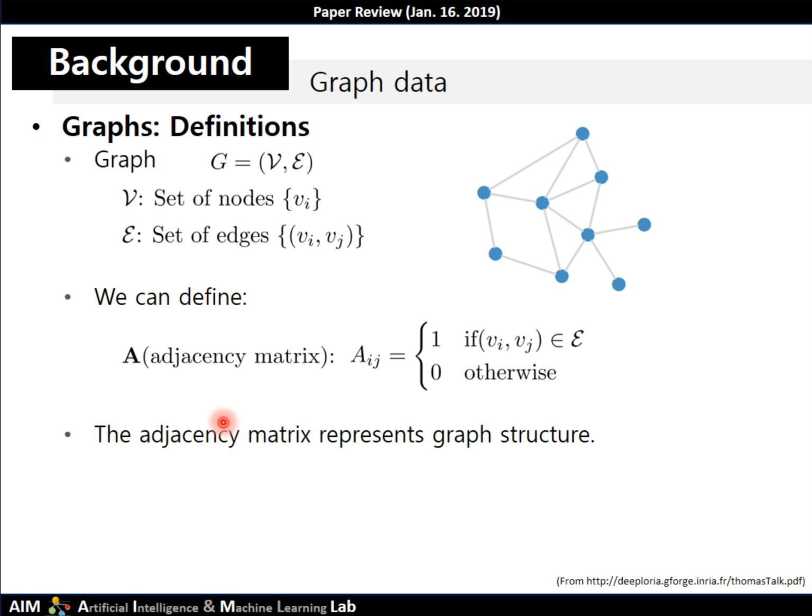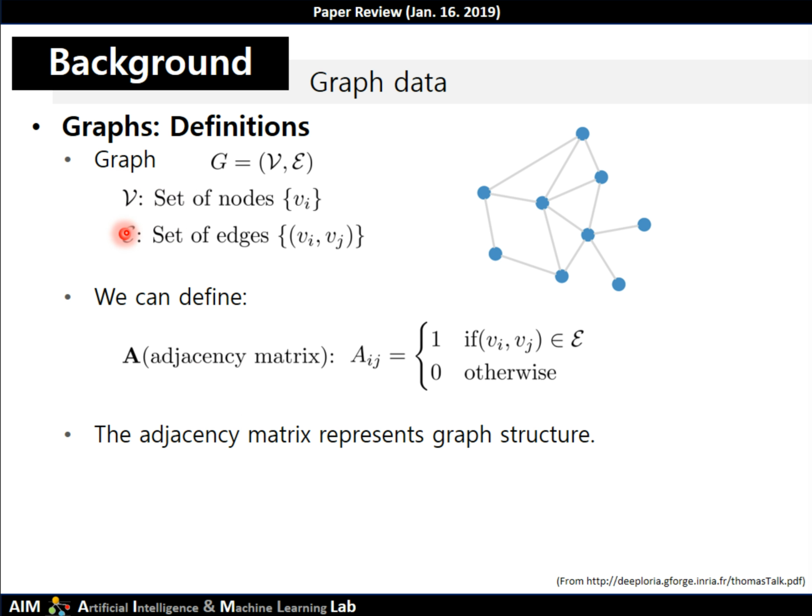Before explaining this paper, we'll look at some basics and terminology for graph data. The graph consists of two tuples, V and E. V is the set of nodes, and E is the set of edges between nodes.